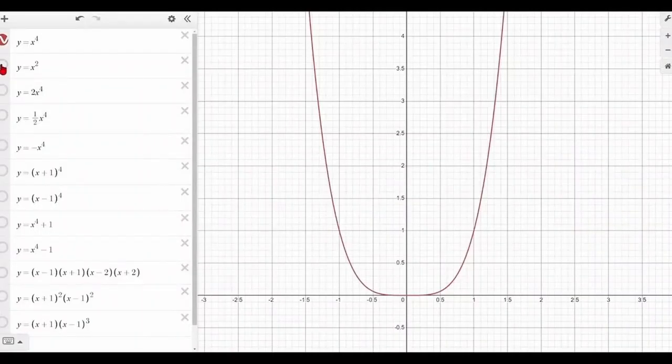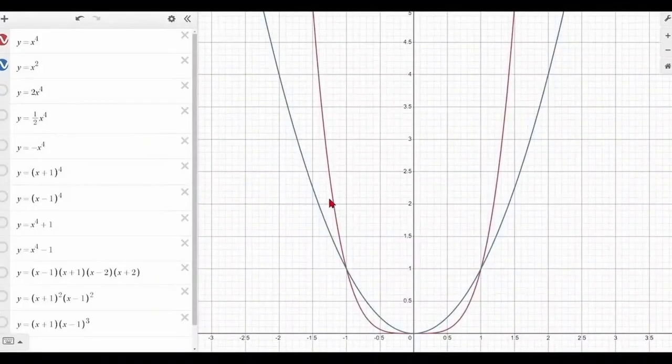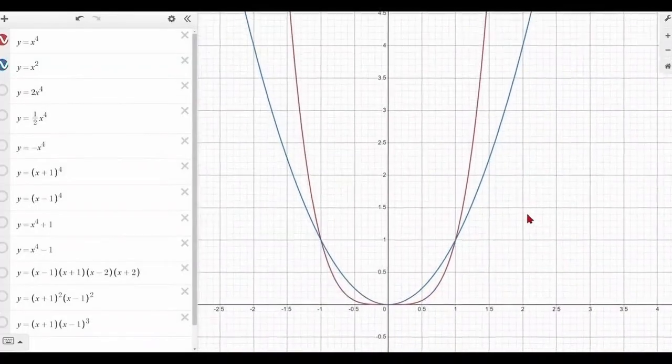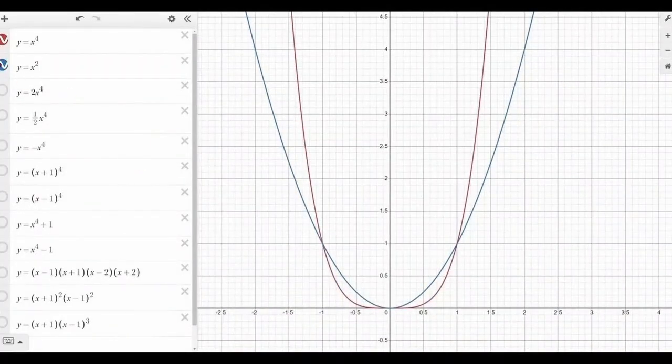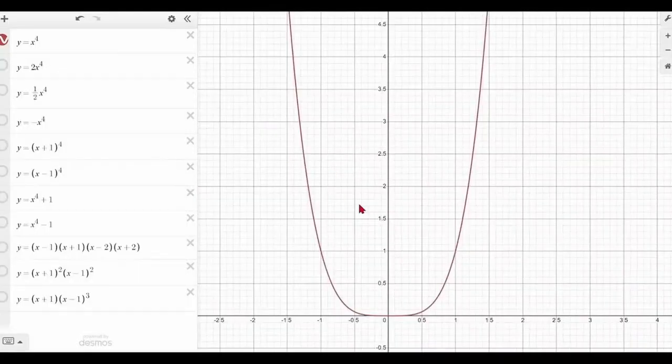We're over in Desmos, and we have our basic y equals x to the 4 graph. If we compare this to a quadratic, an x squared graph, we can see that it has a fatter bottom. It's quicker, so its y values are closer to the y-axis, versus a quadratic where it's a bit more parabolic, a little bit more rounded off. So we've got ourselves a quartic here, and it's just our basic one.